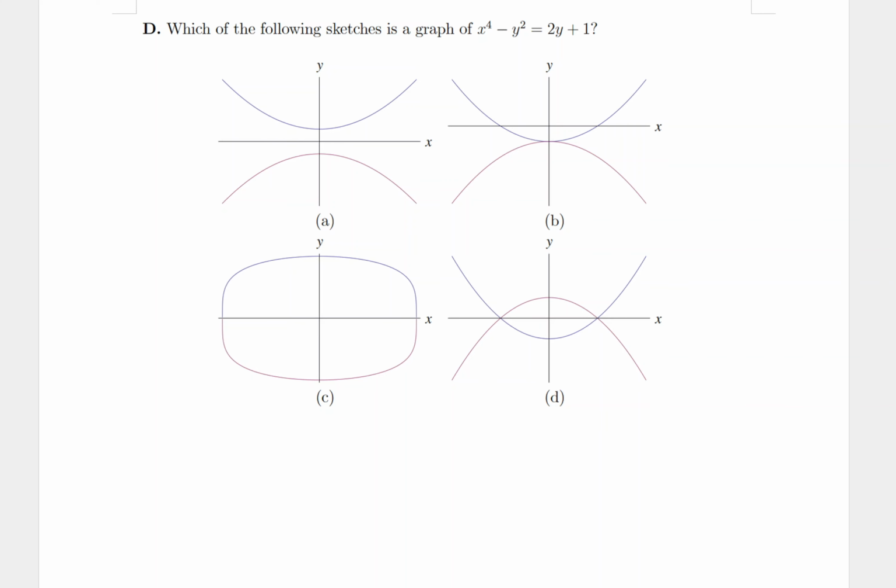Okay, so question D, again, one of the classic graph questions. Which of the following sketches is a graph of x to the 4 minus y squared equals 2y plus 1? Okay, so we have a couple of directions to go for, right? Always for graph questions, as I always say before, look at the intercepts, look at the origin, look at the shape, look at limits towards infinity, or look at whatever you like, right? There are lots of things which can distinguish these things.